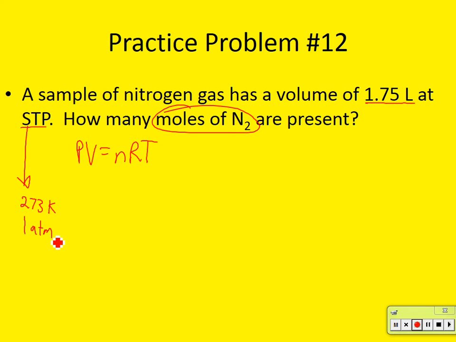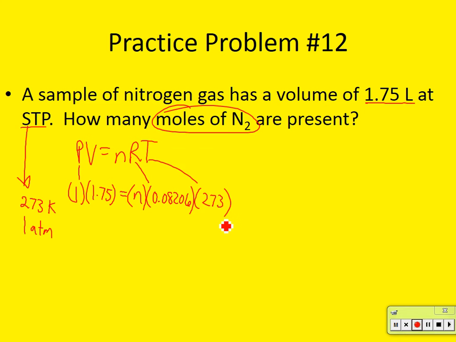Can we use the ideal gas law? Yeah, let's see if we can. What's the pressure here? 1 atm. What's the volume? 1.75 liters is equal to, what does n mean? Moles. So we don't know moles. I'm going to keep it as n. What's R? And what's the temperature at STP? 273 Kelvin. You always have to be in Kelvin.